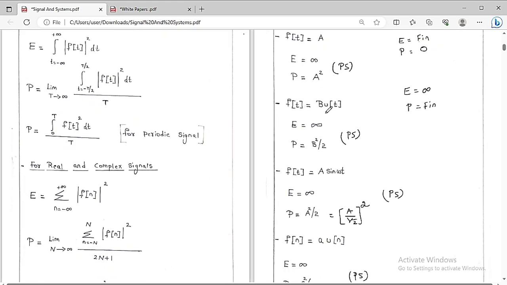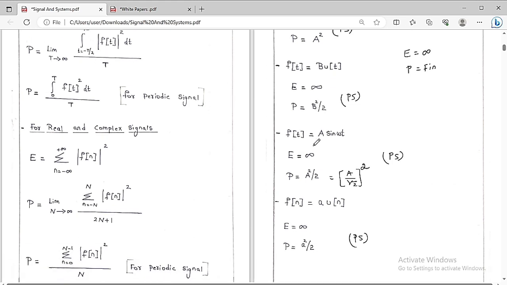For the other signal, f of t is equal to b into u of t. For t less than 0, its value is equal to 0, and for t equal to 0, its value is equal to b. So this is half of the previous signal. So its energy is equal to infinity and power is equal to b square by 2, half of the previous signal's power. As you can see clearly, energy is infinity and power is finite. So the signal is also a power signal.